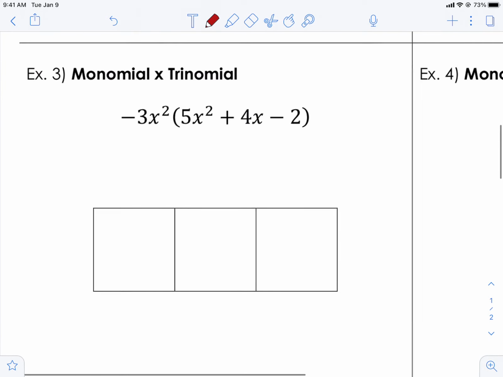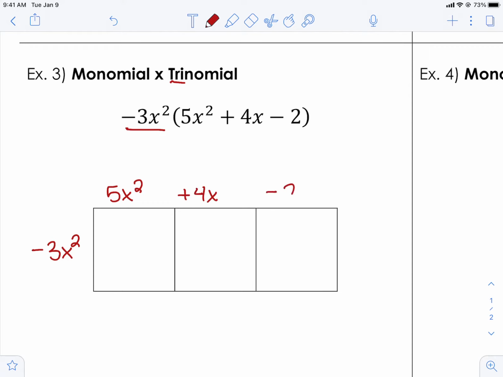Okay, moving on. Now I have a monomial, again, one term, times a trinomial. Trinomial, tri means 3. Okay, so I'm going to take my monomial and put it off to the side, negative 3x squared. And then I'm going to split up the trinomial into each part of the box. So I have 5x squared plus 4x minus 2. And now I'm just going to multiply.